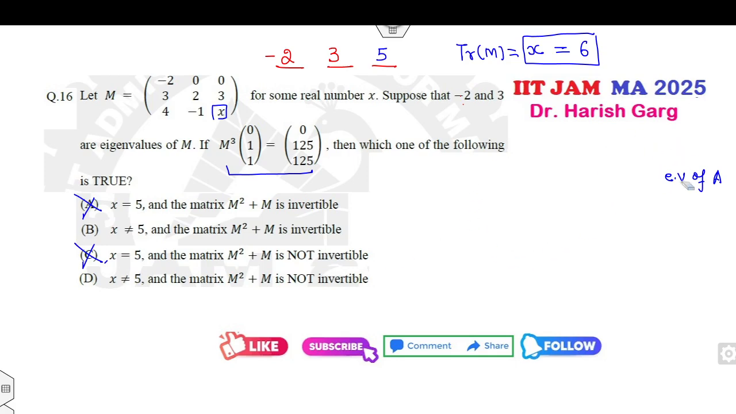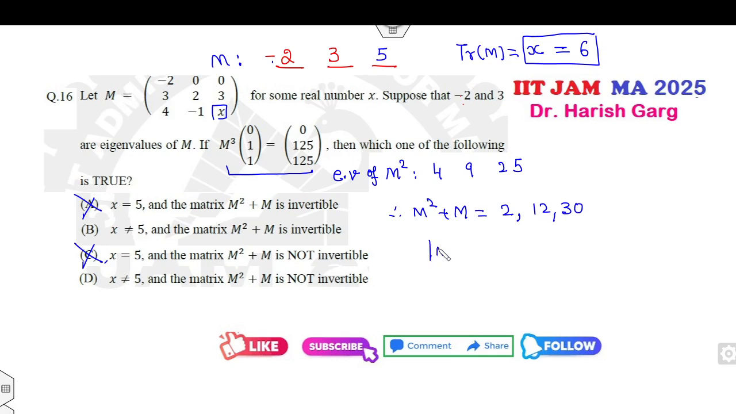So that means your target is to find the determinant of the matrix. What are the eigenvalues of M square? If these are the eigenvalues of M, the eigenvalues of M square are 4, 9, 25. The eigenvalues of M are these. So therefore, M square plus M. What are the eigenvalues of M square plus M? 2, 12, 30. So what is the determinant of M square plus M? It is non-zero. Once this is non-zero, therefore the answer is B is invertible. Correct option. Not invertible is the wrong answer. So the correct option is B.